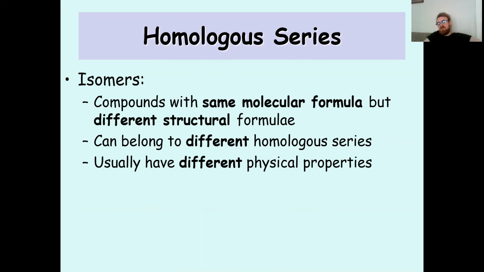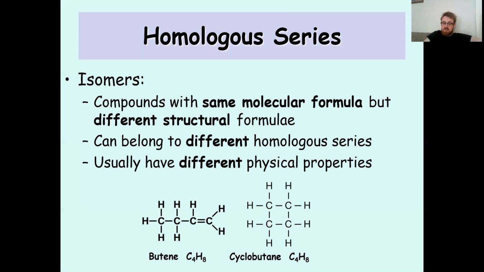Okay, and they usually have different physical properties. And they can belong to different homologous series. Remember that alkenes are isomers of the cycloalkanes. Okay, as I've just said, butene, C4H8, and cyclobutane, C4H8. Both have the same number of carbons and hydrogens, however, different structure, different name, and they do different things.